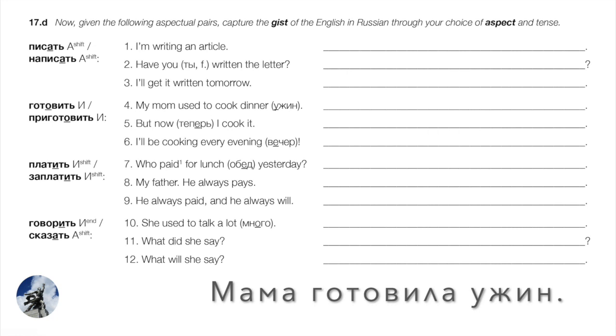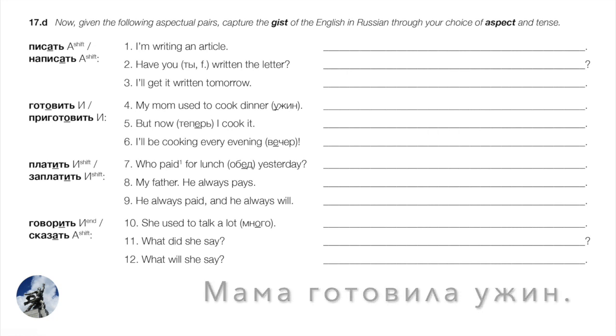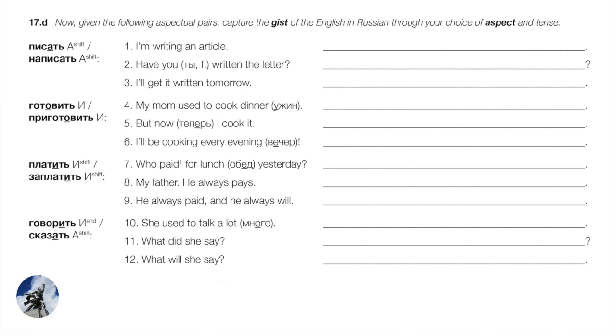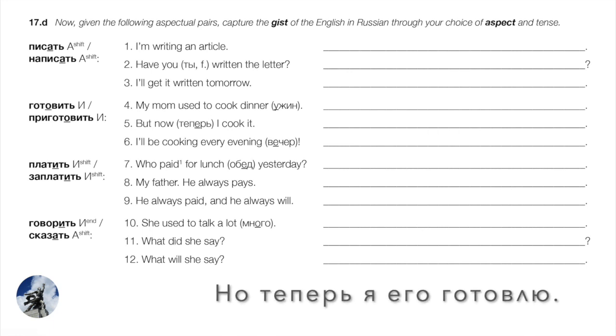What aspect do we need? Is it the process? Is it repetition? No, remember, it's present tense, so we don't have to think very hard about this one. Present tense, we have to have imperfective. Но теперь я его готовлю. Present tense, I prepare it.